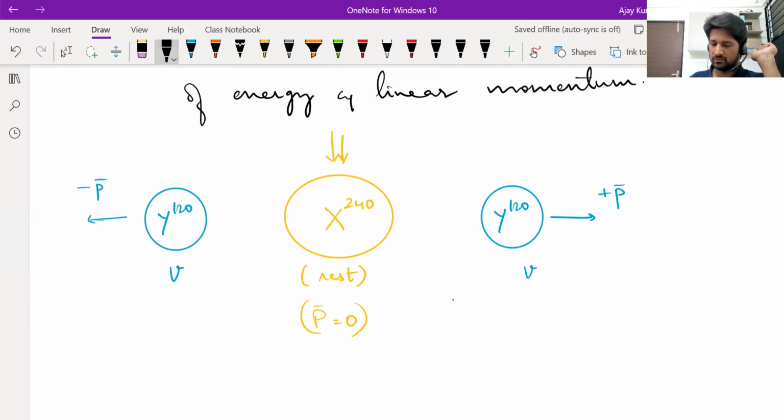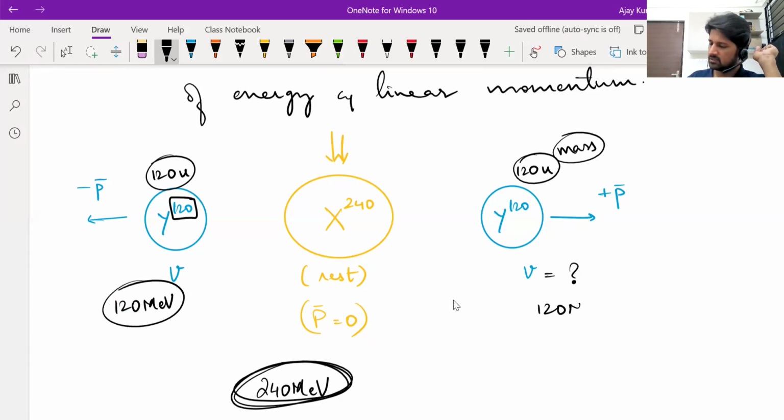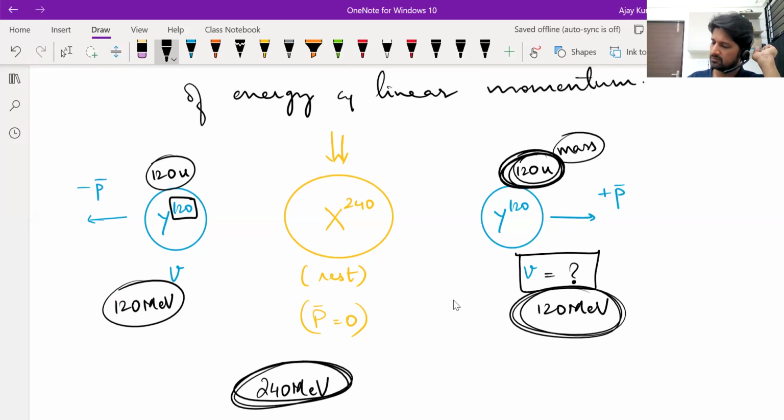So you know how much energy was released. We just calculated that 240 mega electron volts is released. And from the mass number, you can tell the mass of that nucleus. It is approximately 120 atomic mass units, and the other fragment is also approximately 120 atomic mass units. So you know the mass and you know the energy released. If you know mass and kinetic energy, you can even tell the speed of the daughter nucleus. This 240 mega electron volts is the energy released in this reaction. 120 mega electron volts will be with this nucleus, and the other 120 will be with the other nucleus. Based on that energy and its mass, you can even tell the speed of that fragment.